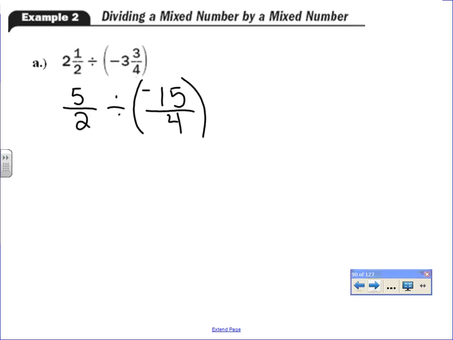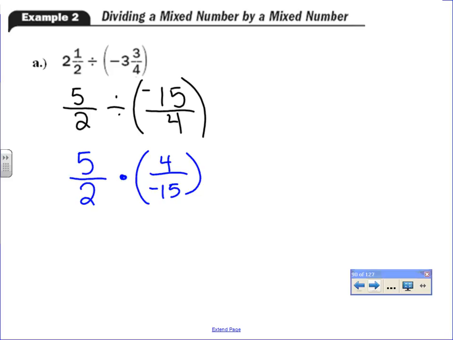So all I did was take the mixed numbers, converted them to improper fractions. Is everyone okay so far? We can now cross simplify. Actually, no, not yet. Sorry. We now need to keep, change, flip, and then we'll cross simplify. So keep 5/2 or 5 over 2 the way it is. Change division to multiplication. And then flip the second fraction or take the reciprocal of the second fraction. This becomes 4 over negative 15. I'm just going to keep the negative with the 15 since we flipped it. It doesn't matter if you'd like to keep it with the 4 instead. Your call. Okay? Okay, we can now cross simplify.